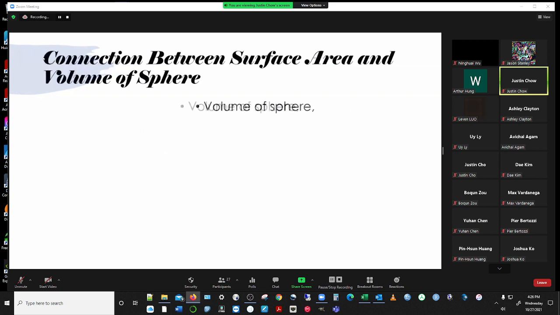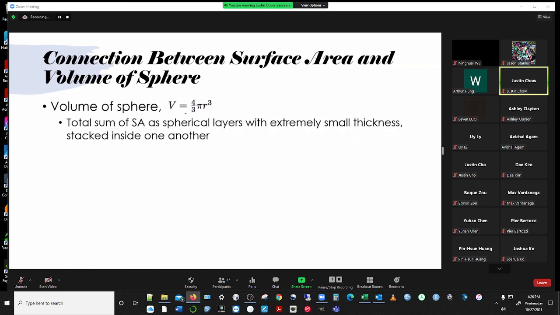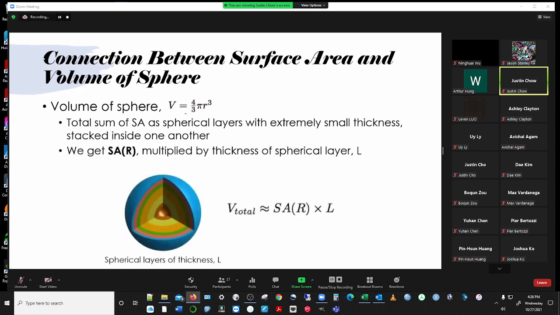I'll now be discussing the connection between the surface area and volume of a sphere. We first start with the volume equation already established as 4 over 3 pi r cubed. And so we can view this as a total sum of surface area as spherical layers with extremely small thicknesses stacked inside one another. We can see the diagram below that shows this.